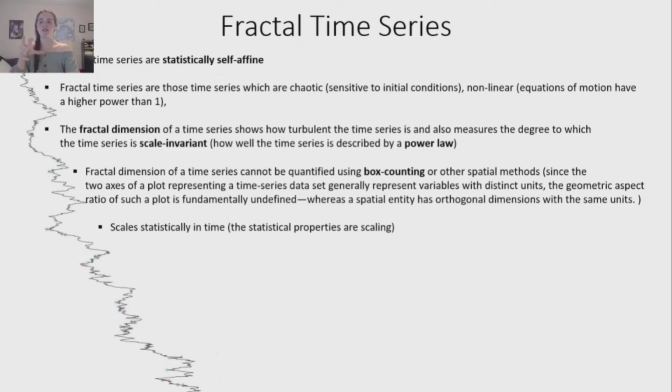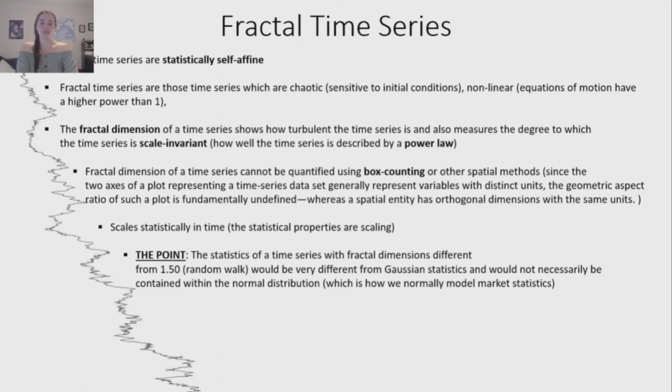So again, the spatial properties, like when you look at the graph, are not going to scale like a fractal. The statistical properties of that time series will scale like a fractal, because a fractal isn't really a graph. It's like a visual depiction, like the Koch curve, the rough snowflake-looking thing. It kind of looks like a graph, but it's not a graph. It's completely different. So a time series is more of a graph.